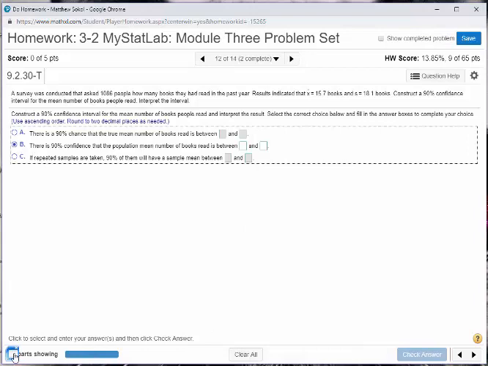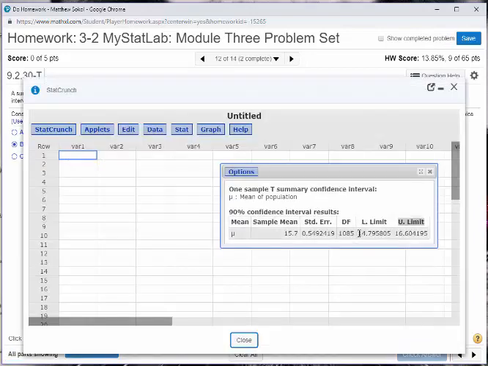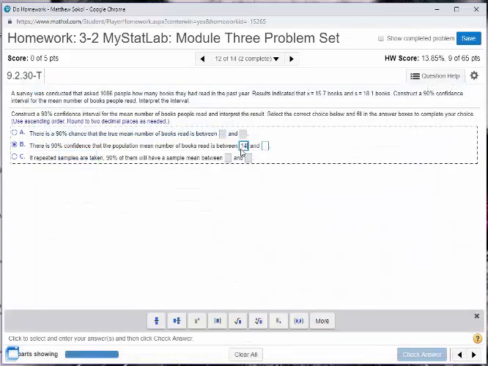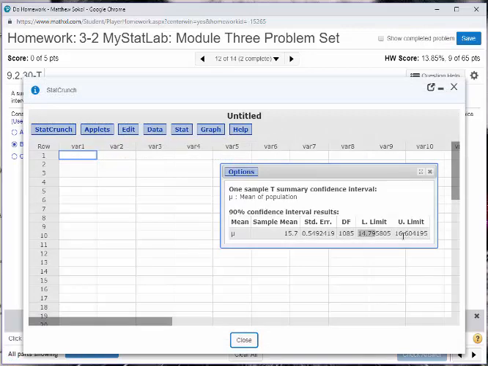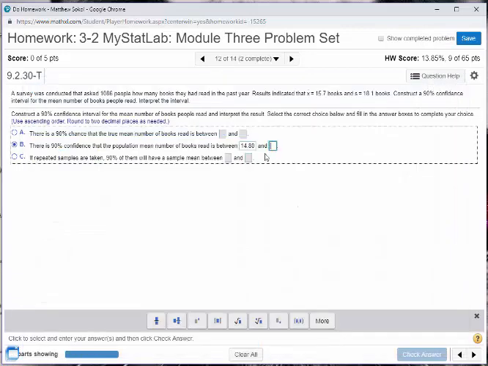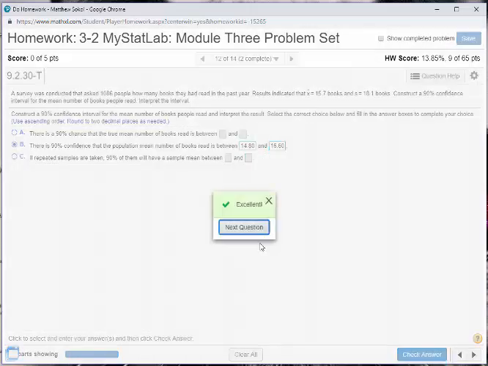So let's go back to StatCrunch, and they said to round to 2 decimal places. So this is 14.79, but when I round it, it's going to be 14.80. And then the upper limit here would be 16.60. And we got it. Not all your problems can be done this week in StatCrunch, but a lot of them can. Anytime it asks you to find or construct a confidence interval, please use StatCrunch.